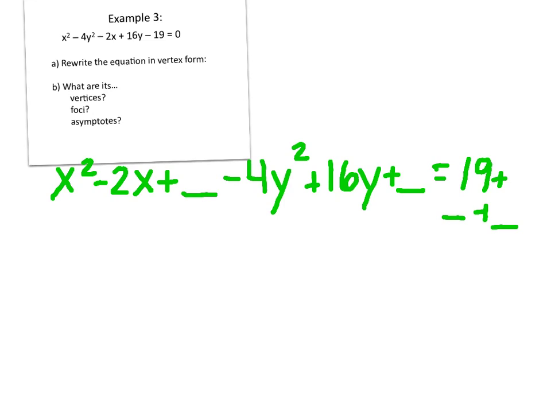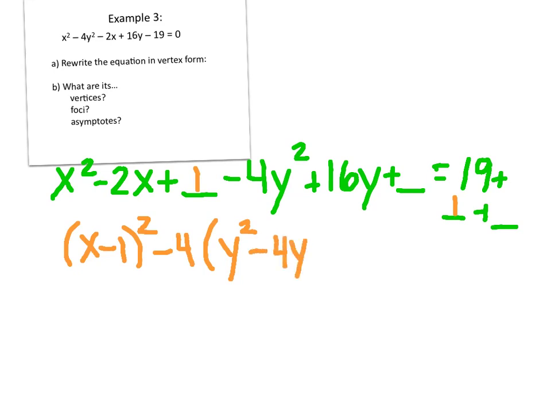half of 2 is 1, squared is 1, so we're going to add 1 to both sides, right? Oh, but over here we have a coefficient, so let's go ahead, we'll do a couple things at once. We've already completed this square, so we'll go x minus 1 squared, but then we have to factor out that negative 4, so we're going to factor it out. Be careful with the negative sign, because it's going to make our 16y actually a minus 4y. We're going to leave a space in there, and then we have 19 plus 1 plus a space.